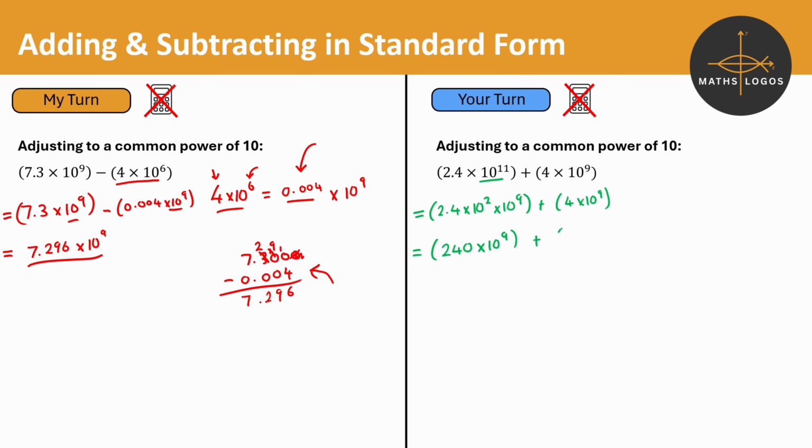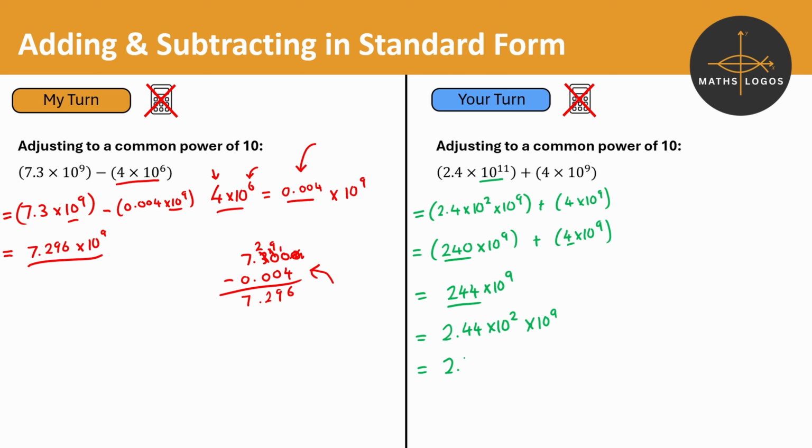And now they've got that common power of 10. I can go ahead and add them. This one's nice and straightforward. 240 add on 4 is 244 multiplied by 10 to the power of 9. To turn it into standard form, I'm going to turn this 244 into 2.44 times 10 to the power of 2 multiplied by 10 to the power of 9.